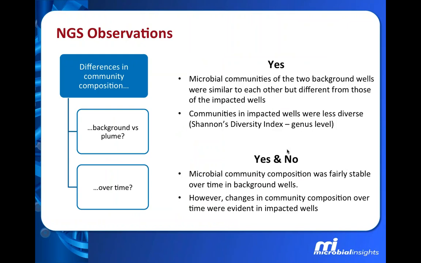And I didn't highlight it, but the values for the Shannon genus level diversity index were lower in our impacted samples, suggesting we had a decrease of diversity, which makes sense once we have a selective pressure that's applied to our community. And as I mentioned, the background wells seem to be pretty stable over time, but the impacted wells had a change that happened. So how were the microbial communities different?